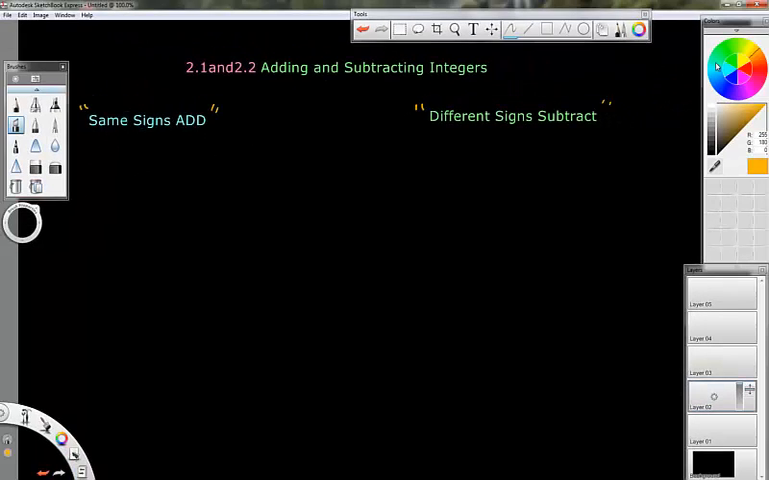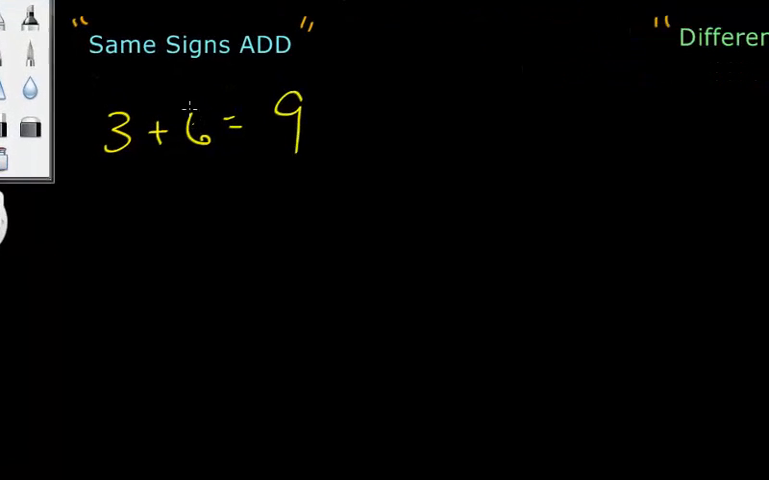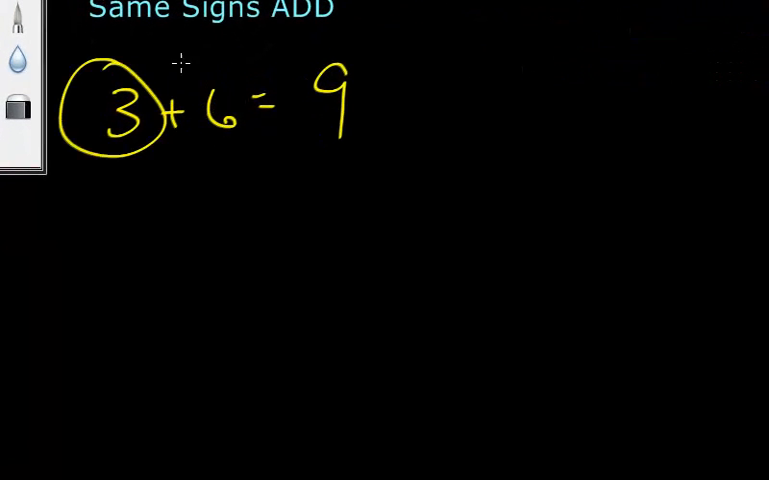So let me show you several examples here. When I say same signs add, I'm talking about back in the very first days that you learned that 3 plus 6 is 9. The sign in front of 3 is actually an invisible plus sign. We were just taught not to ever write that because it is positive. So these would be the same signs. This is positive, this is positive, this one's positive, and this one's positive. Therefore, you add those two numbers together.